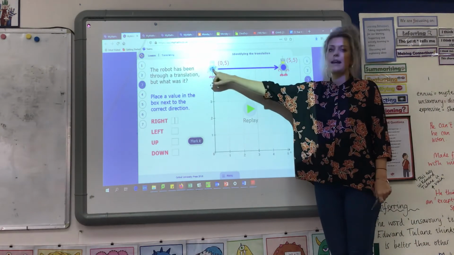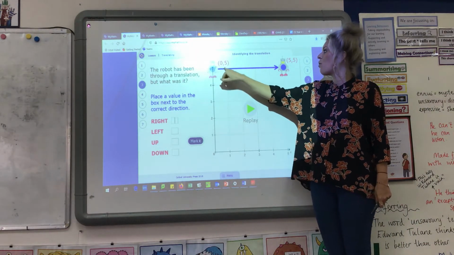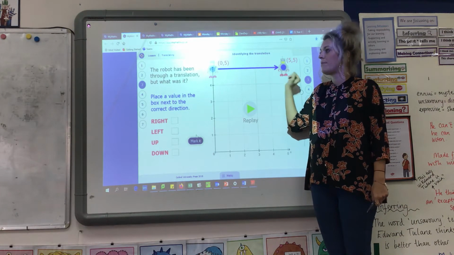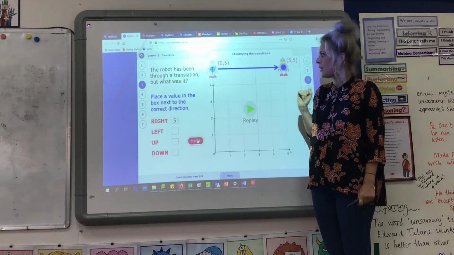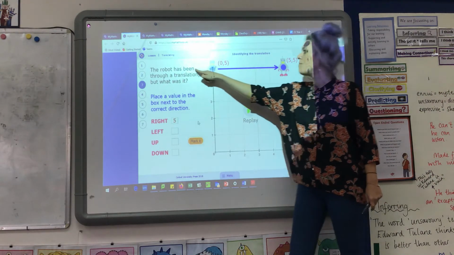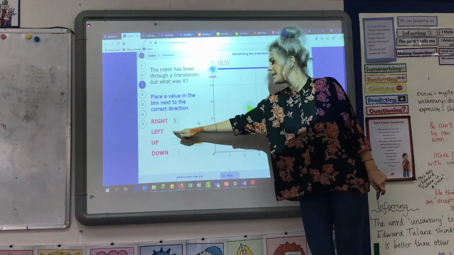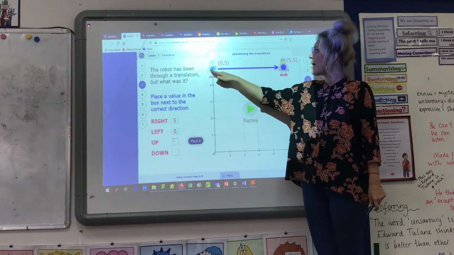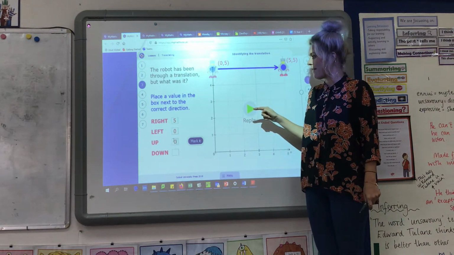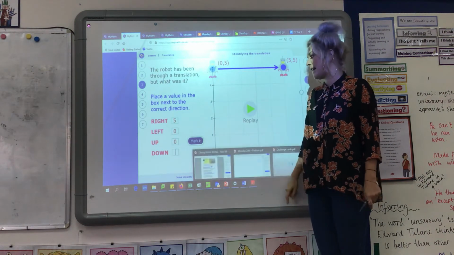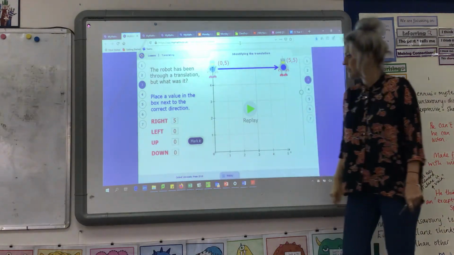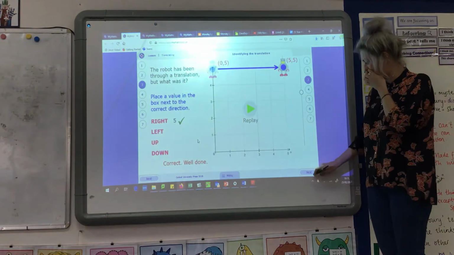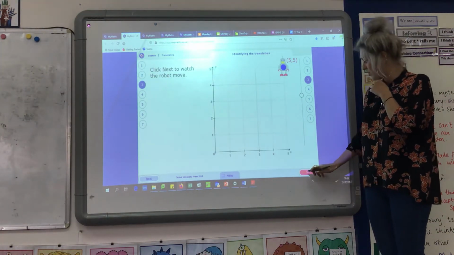Right, now I know my robot has moved 1, 2, 3, 4, 5 places to the right. So Miss Shaw, would you put a 5 in that box? Thank you. My robot has not moved to the left, so we can put a 0 in the left box. My robot has not moved up, so we can put a 0 in that box. And the robot has not moved down, so we can put a 0 in that box. Okay, let's see if we are right. Yes, well done. Click next to watch the robot move.